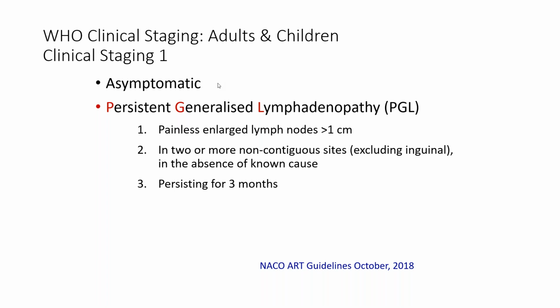Or if a patient presents with PGL, defined as painless enlarged lymph nodes, which are more than 1 centimeter in size, in 2 or more non-contiguous areas, persisting for 3 months, for which you don't have a diagnosis, that is labeled as PGL. And patients who have persistent generalized lymphadenopathy also come under WHO clinical stage 1.